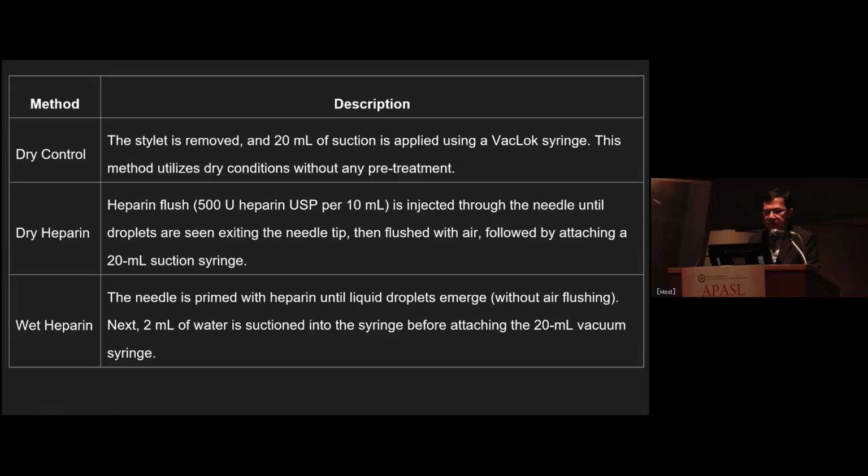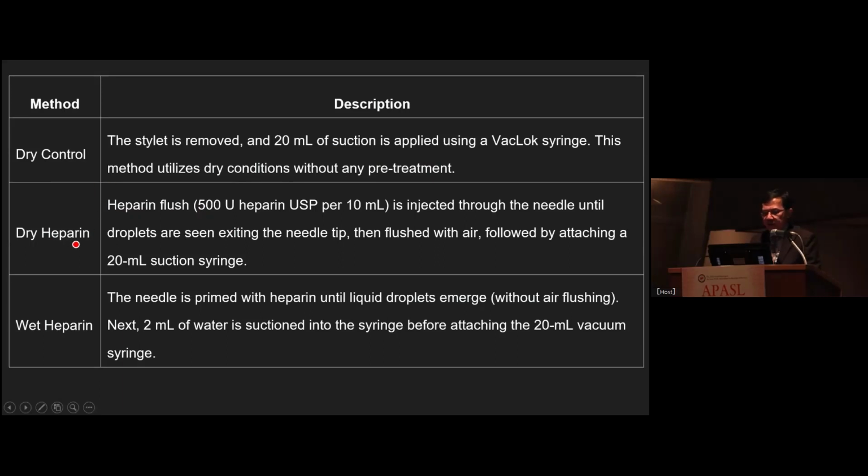So regarding the techniques of EUS guided liver biopsy, the techniques can be dry control, dry heparin, or wet heparin suction. In the dry control, the stylet is removed, and 20 cc of suction is applied using the vacuum. This method utilizes dry conditions similar to the standard EUS FNB technique.